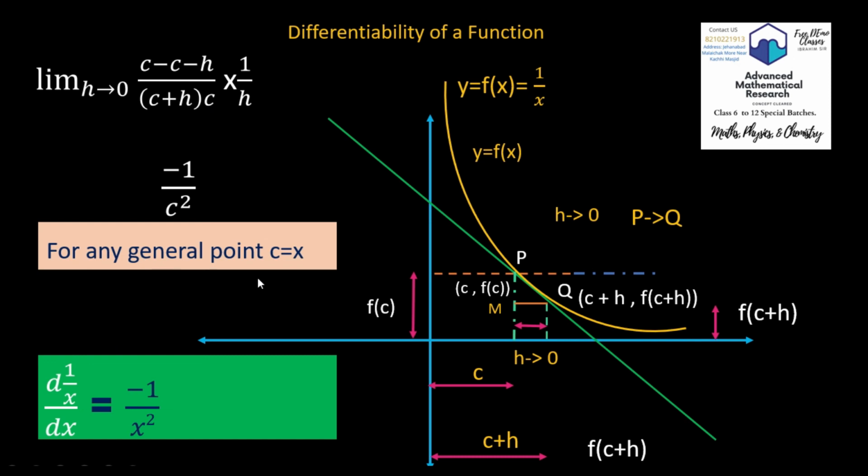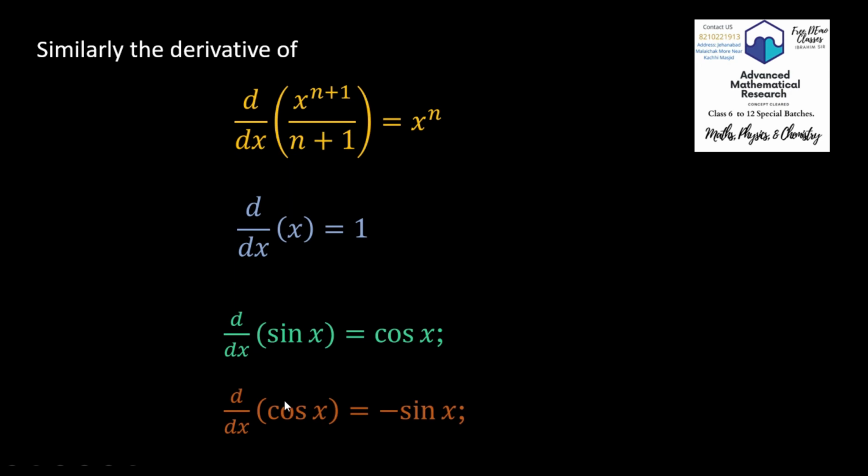For any general point, c is equal to x. Now if in place of c we put any general point x, then the derivative of 1 upon x will become minus 1 upon x square. Same definition that we have used by the first principle. Similarly, we can find the derivative of x raised to n plus 1 divided by n plus 1, which is equal to x raised to n. The derivative of x will become 1.